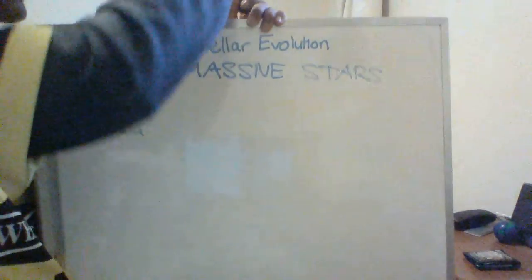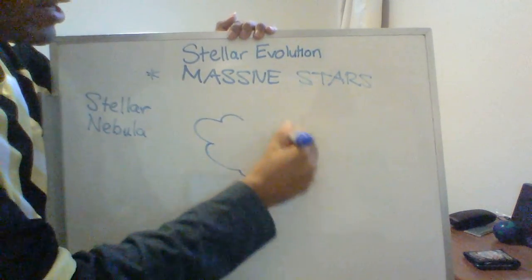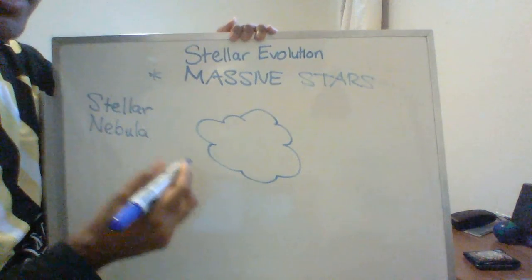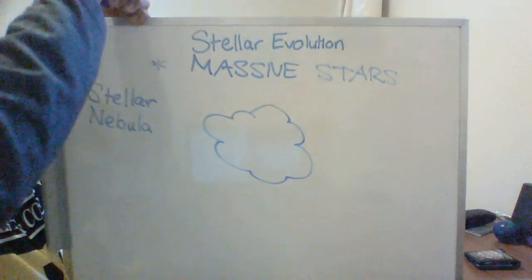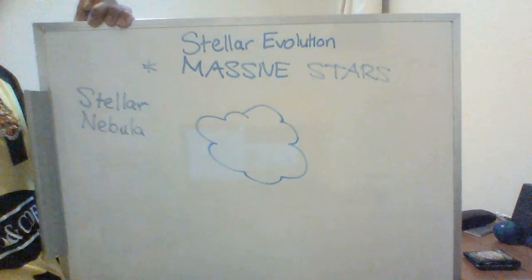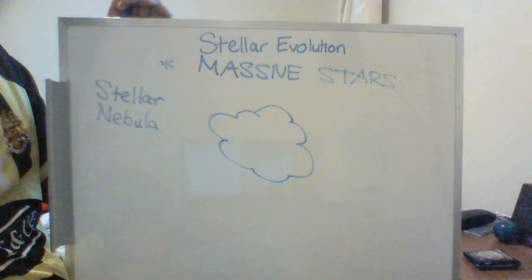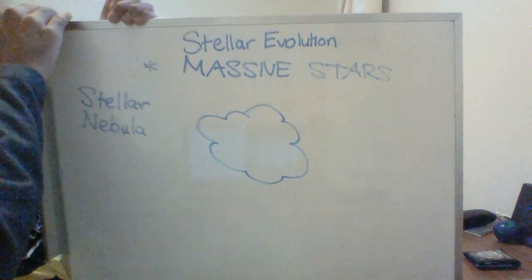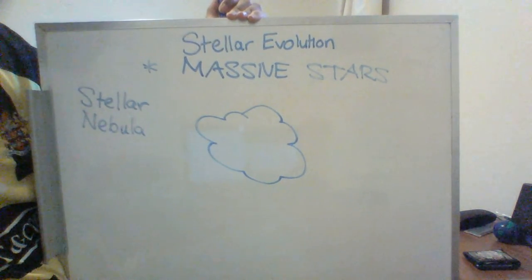Okay, now with massive stars, they still start the same way. They still start with that gas cloud, but I guess you could just say that the gas cloud is bigger. There's more material, so the star can get way bigger than a low mass star. Okay, so the Sun is a low mass star, but these massive stars are way, way, way bigger. And the way they die is much more grand than low mass stars, than smaller stars like the Sun.